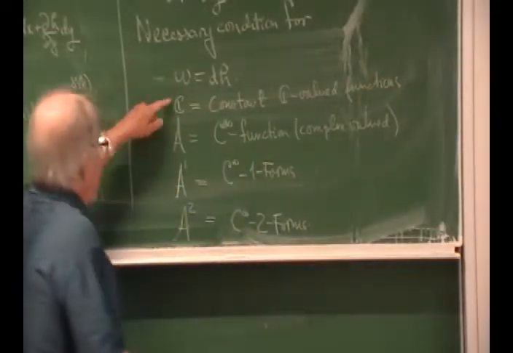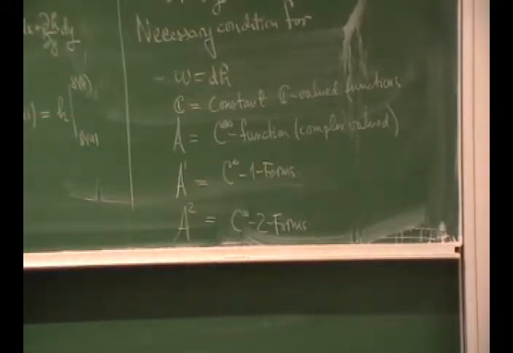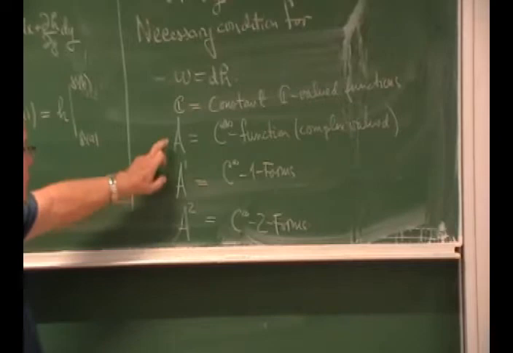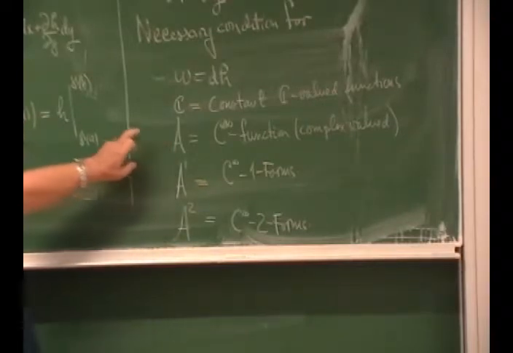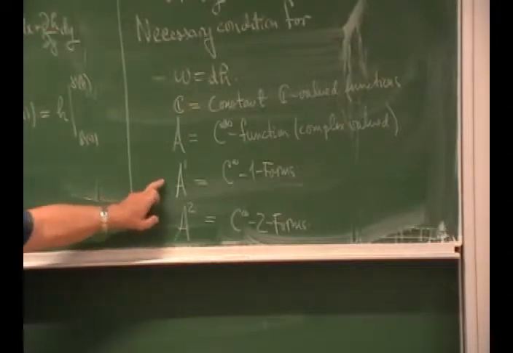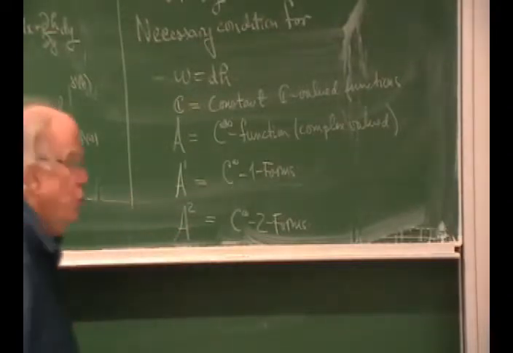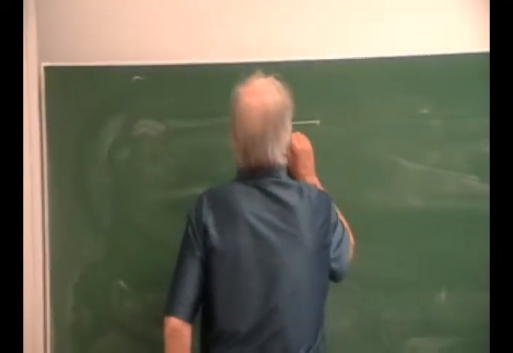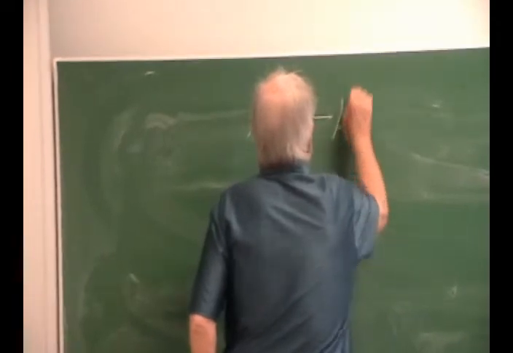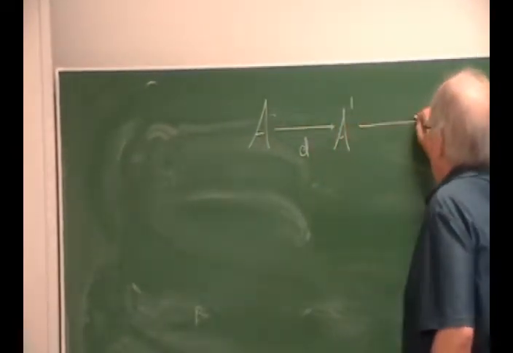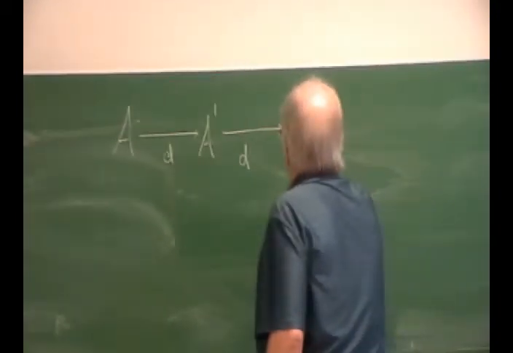Those are the three things that we have so far discussed. Well, the constants play a role, of course, and then C infinity functions, and then C infinity 1 forms, and C infinity 2 forms. And you should think, if you take a function and you take d of it, you get a 1 form. And if you have a 1 form, you take d of it and you get a 2 form.